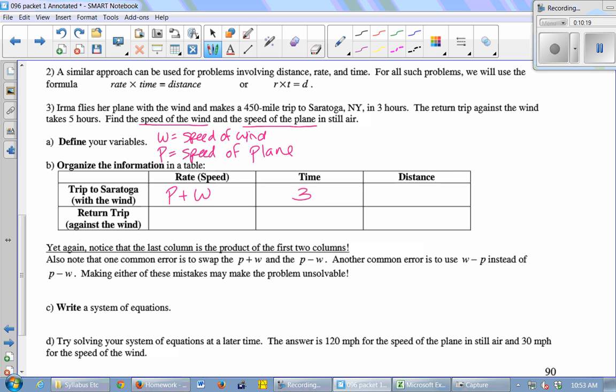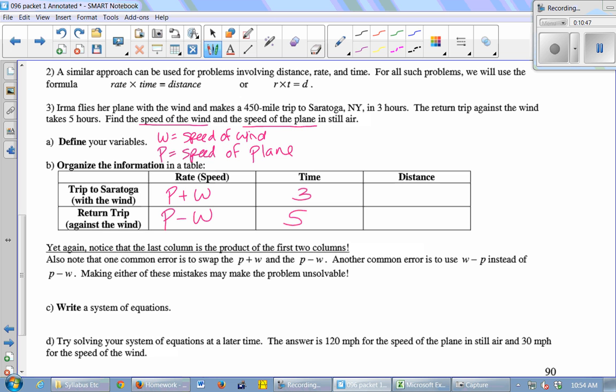On the return trip, what's the speed of the plane? P minus W, right? Because the wind is actually slowing the plane's speed down. So we have the plane speed and then take away the wind speed because it's dragging it, making it slower. And how long did that trip take? 5 hours. Okay. Now, in general, rate times time equals distance, right?